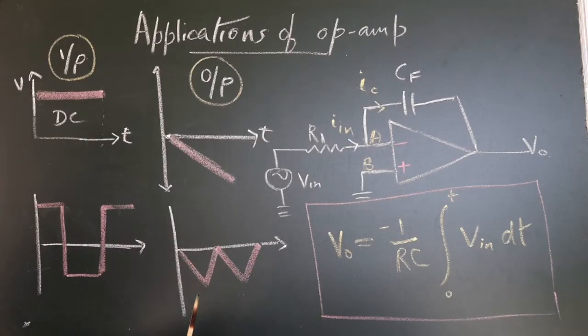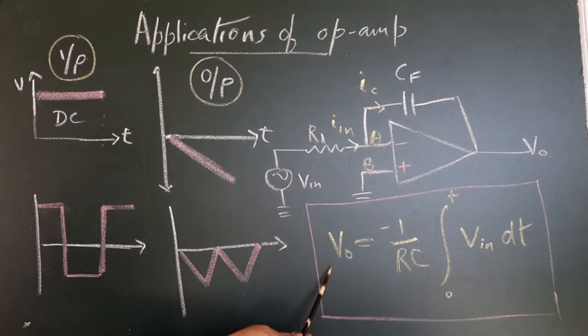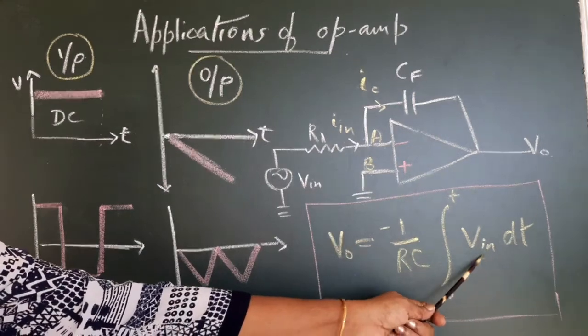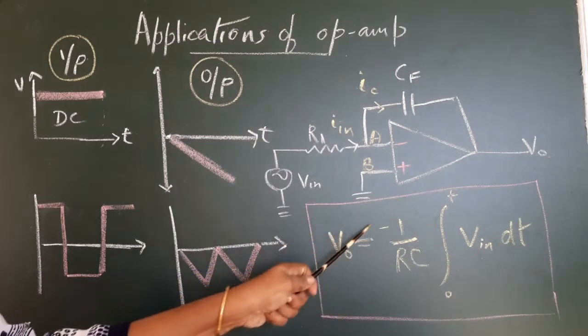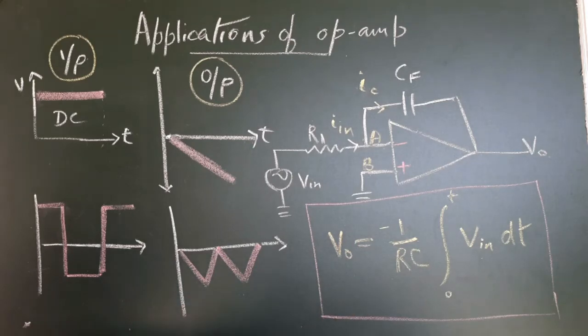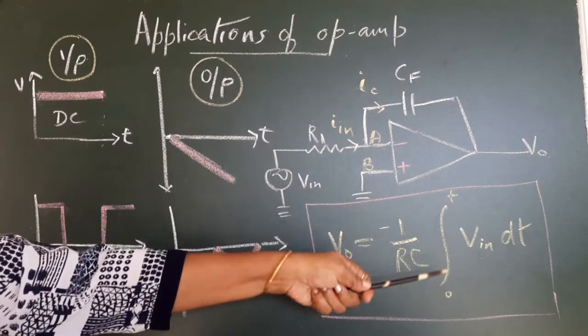So before we conclude this integrator circuit, let us just sum up. The output voltage will be proportional to the integral of the input voltage, and there will be a scaling factor of minus 1 by RC. The integration will depend on the time 0 to t.